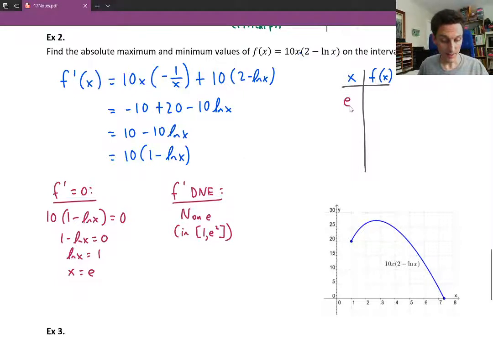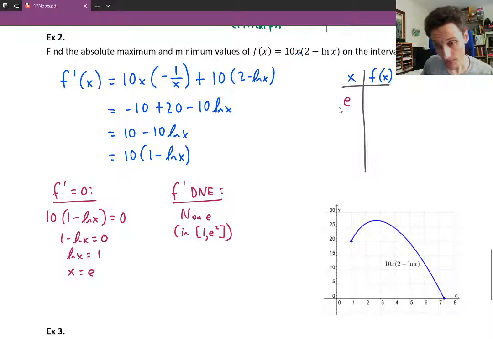And I should mention that if you plug e into the function, you do get a y value. You'll find that out in just a second when we plug e into the function. But if we plugged the x value into the function and we didn't get a y value, well then we know that we don't have a critical number there. And you find that out anyway.